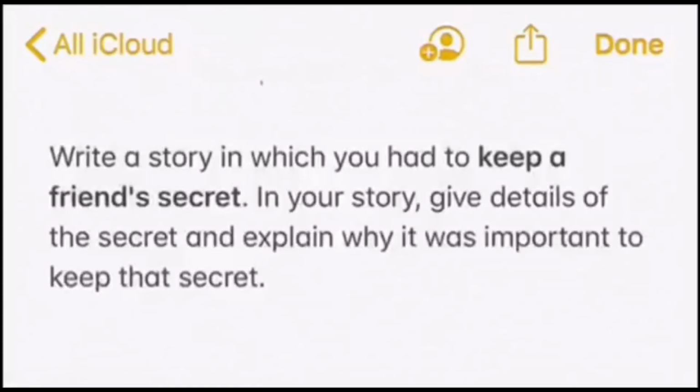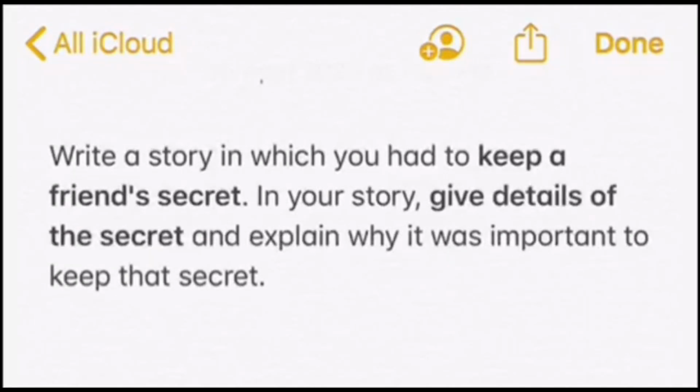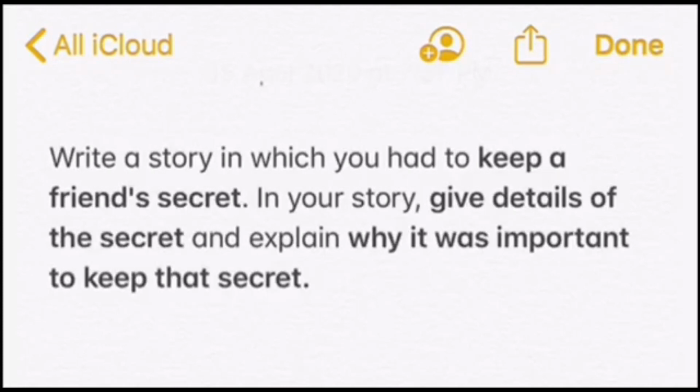Now, from this question, you would realize that there are three things for you to do. One is to write a story about a secret that you had to keep. What was the secret? Two, you have to give details of the secret. And three, you have to tell the examiner or the reader why it is important for you to keep that secret. After you underline the requirements, it is important for you to write it somewhere at the corner of your test paper where it's easy for you to look at.